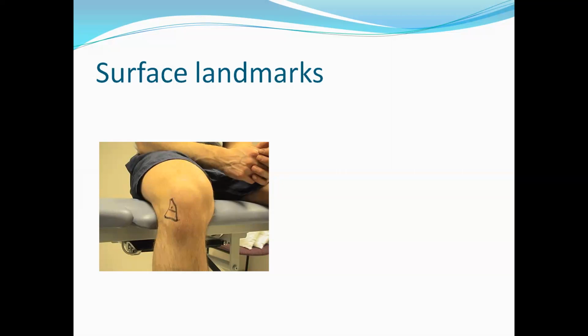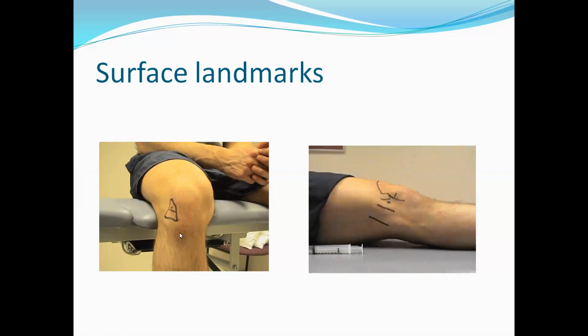The same thing is applicable for the medial side also. However, the lateral side is more acceptable than the medial side. And another one is the lateral mid-patellar approach. This is also one of the safe procedures for injecting into the knee joint, because on the lateral side you don't have any other thick structure.